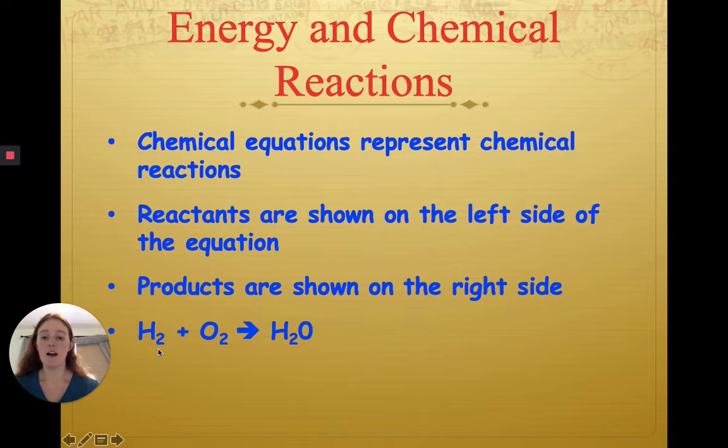So here I have a very simple reaction. I have 2 hydrogens plus 2 oxygens, and that is going to give us H2O. You're probably wondering, well, that doesn't seem balanced. Where is the other O at? And that other O was actually given off. He's no longer a part of the water molecule.